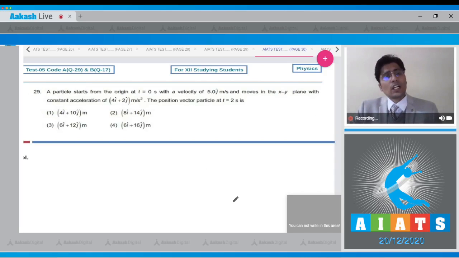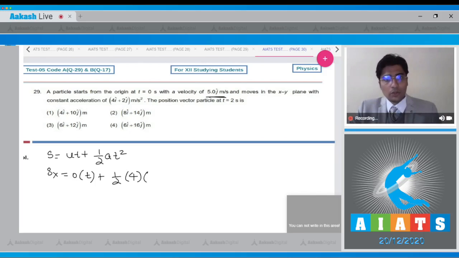In this question, a particle starts from the origin at t equal to 0 with a velocity of 5j cap meter per second and moves in the xy plane with a constant acceleration of 4i cap plus 2j cap. We have to find the position vector after 2 seconds. Dear student, the equation that we can use is s is equal to ut plus half at square individually for the i and the j components. Sx will be equal to, it is given that the initial speed is 5j cap, so the initial speed in the x direction is 0 plus half into 4 into 2 square, as 4 is the acceleration in the i direction. This will be 8 meter.